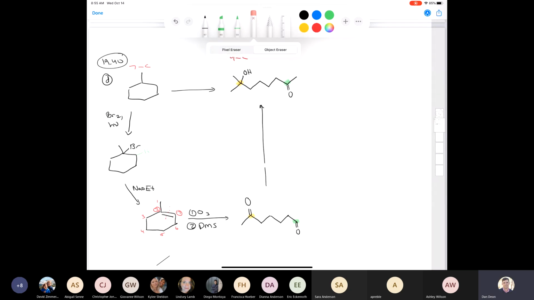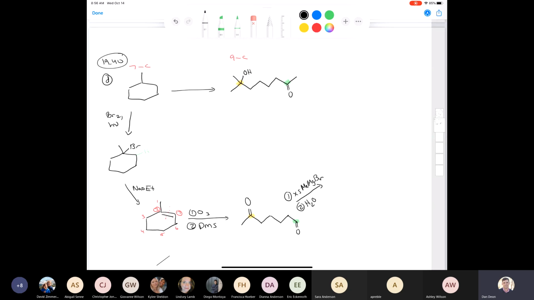Now I'm going to do it all in one fell swoop. So we'll just say excess methyl magnesium bromide, and then we'll follow that up with water. So we'll put excess because we want to attack both of those carbonyls. Excess methyl magnesium bromide followed by treatment with water.